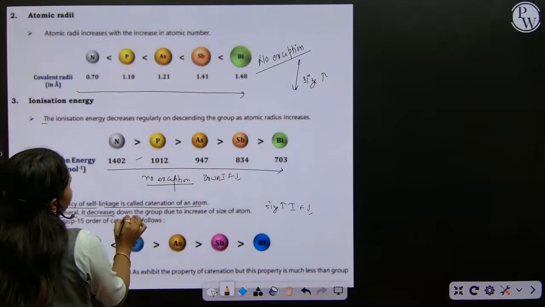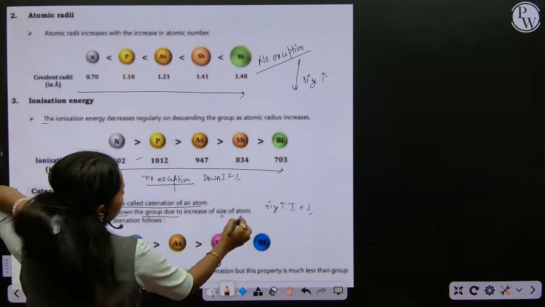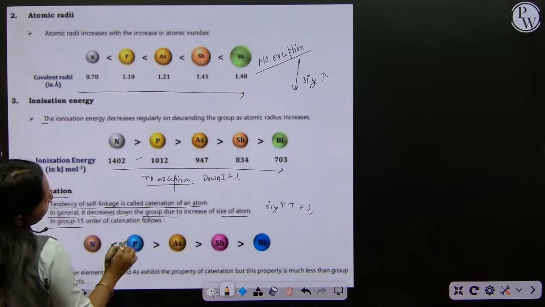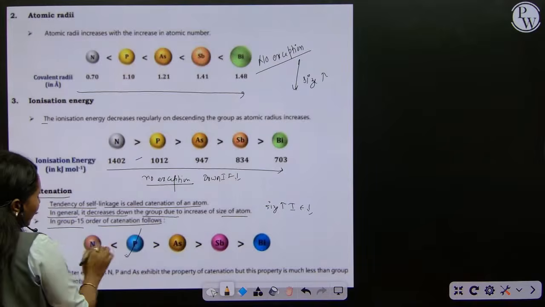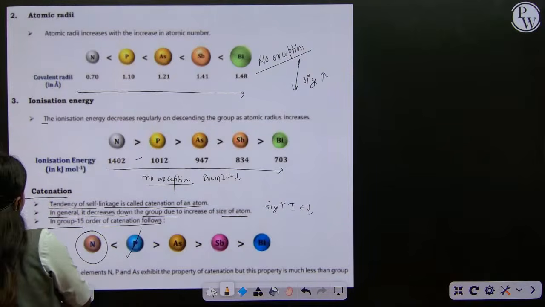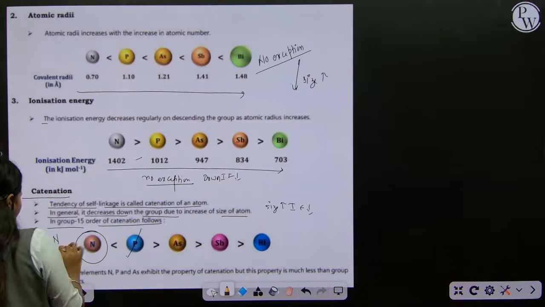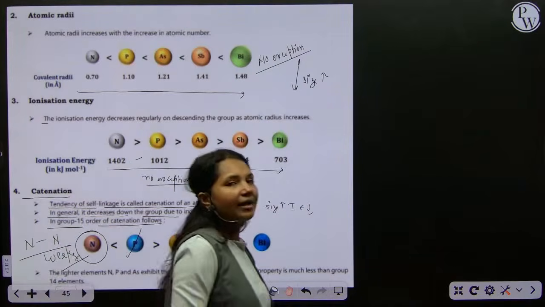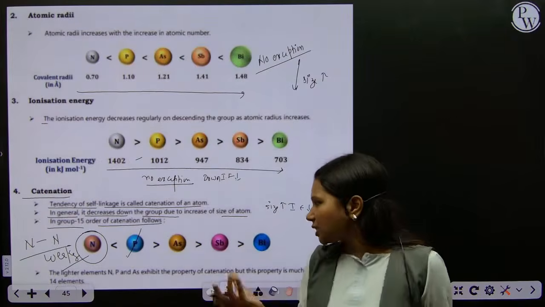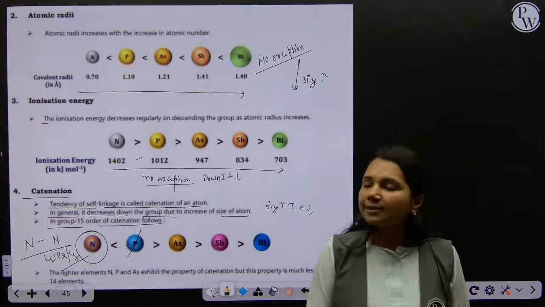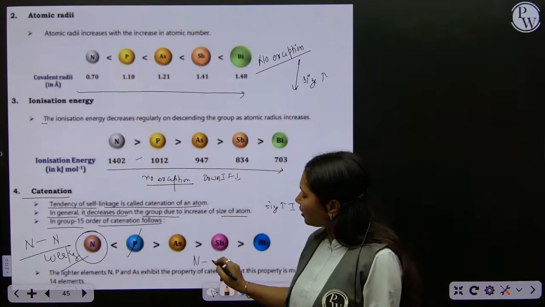Catenation, the tendency of self linkage, is catenation. In general, it decreases down the group due to increase in size of the atom. In group 15, the order of catenation follows like this. Who shows the catenation? Nitrogen does not show catenation because the N-N bond is weaker. In the exam, they can ask why nitrogen, being small in size, still does not show catenation, but phosphorus does.